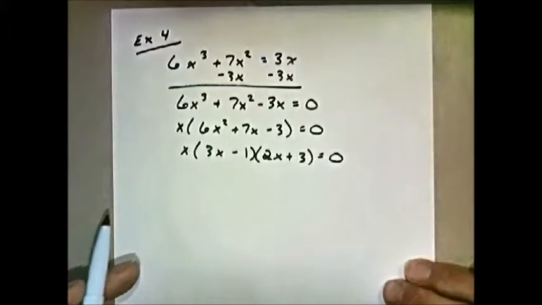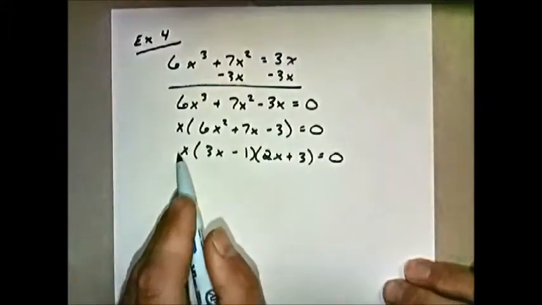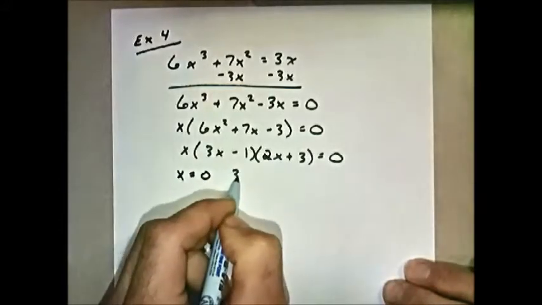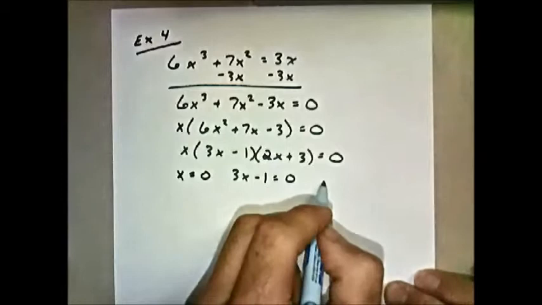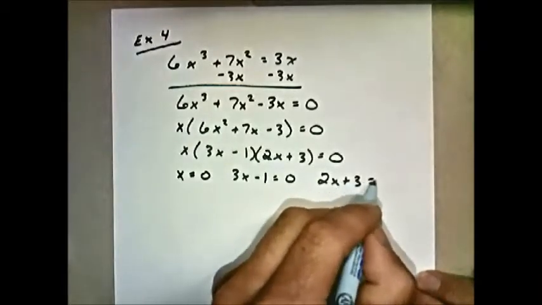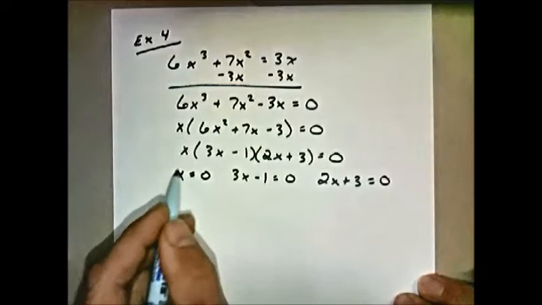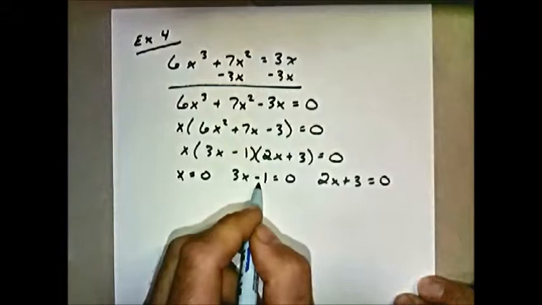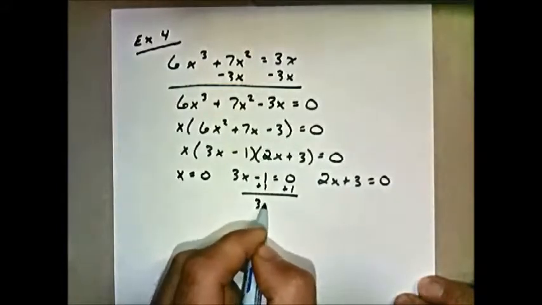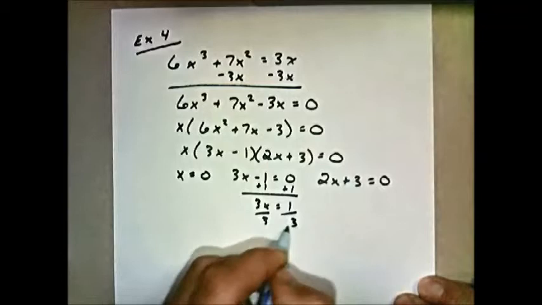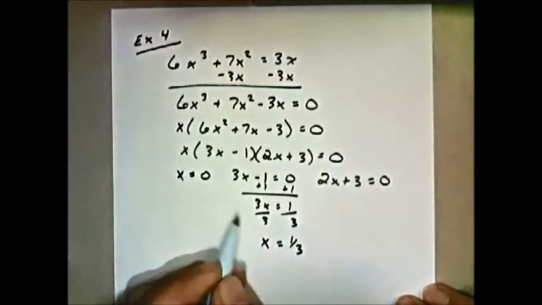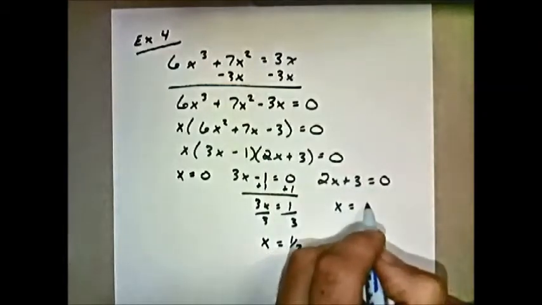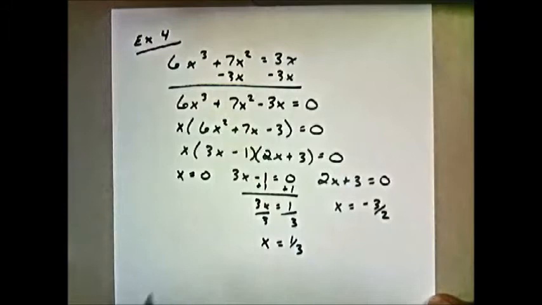Now I have 3 terms multiplied together to give me 0. So now I have 3 things to set equal to 0. So x equals 0, 3x minus 1 equals 0, and 2x plus 3 equals 0. Solving for x, the first one's done for us, x equals 0. In the second one, we're going to add 1, and then divide by 3, so x equals 1/3. And in this one, we're going to subtract the 3 and divide by 2. So x equals negative 3/2.